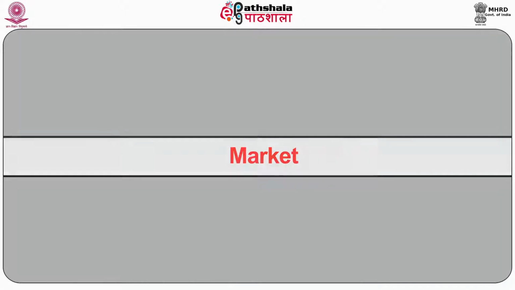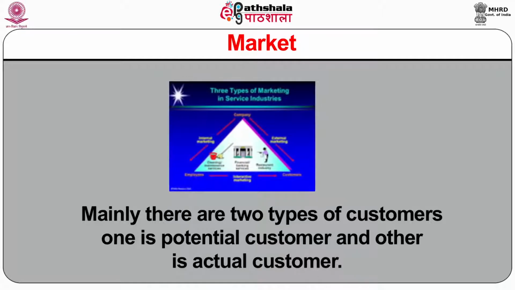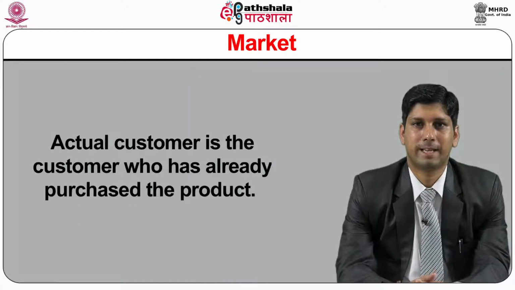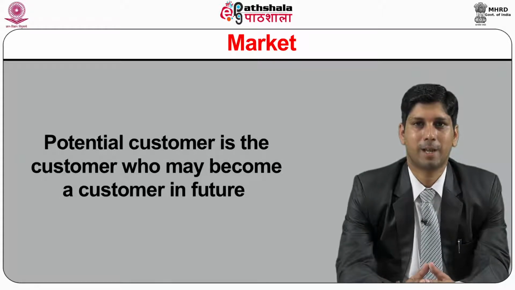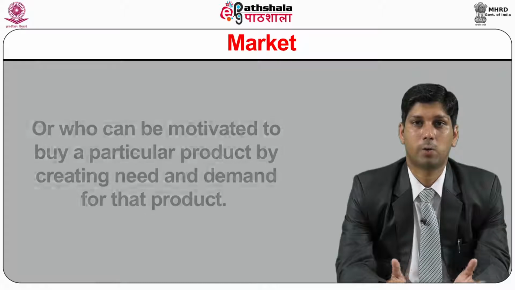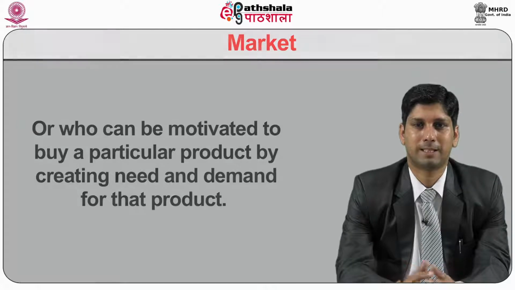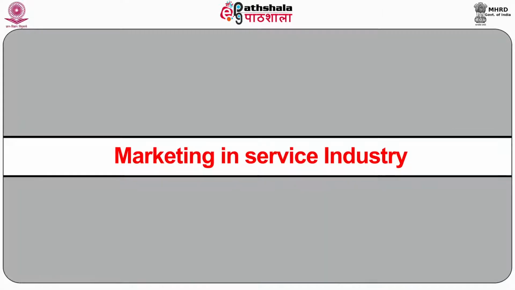The next one is the market. The market is the place where actual and potential buyers of a product and suppliers come together. Customers share their needs and wants with the service providers in the market, and in return service providers try to satisfy those needs and wants. Mainly, there are two types of customers: potential customers and actual customers. An actual customer has already purchased the product, while a potential customer may become a customer in the future or can be motivated to buy a particular product by creating need and demand for it. Let us now discuss marketing in the service industry.